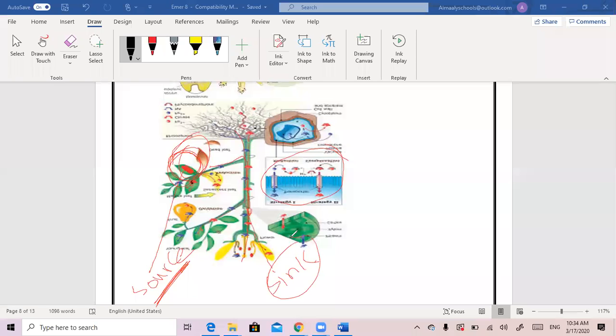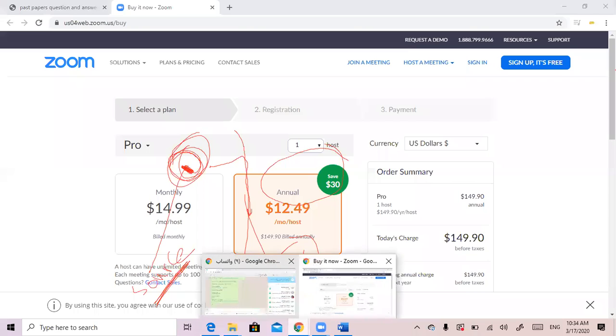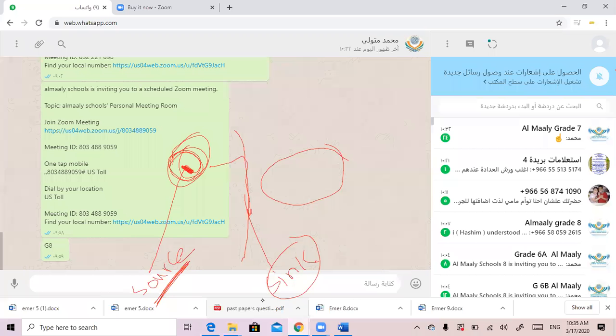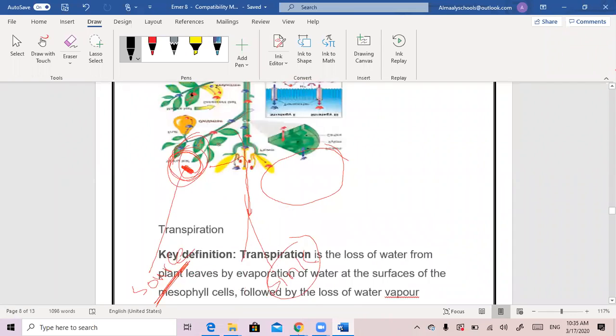Understand? So now we understand what is translocation. Well, we go to another question, about transpiration.